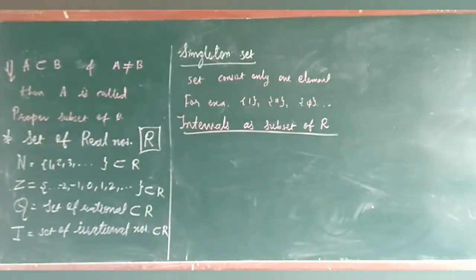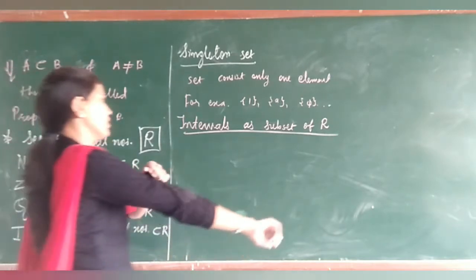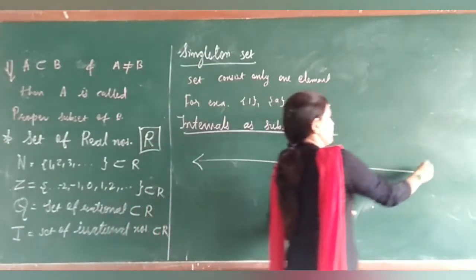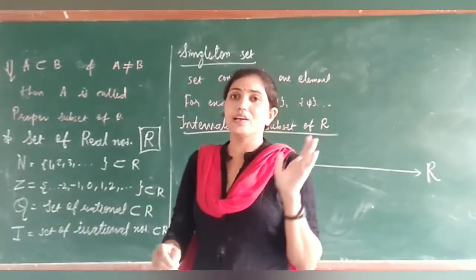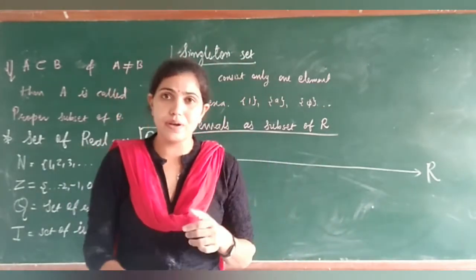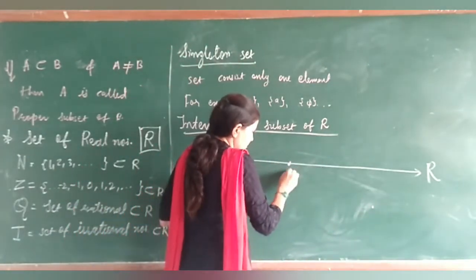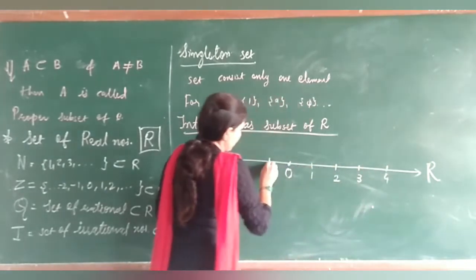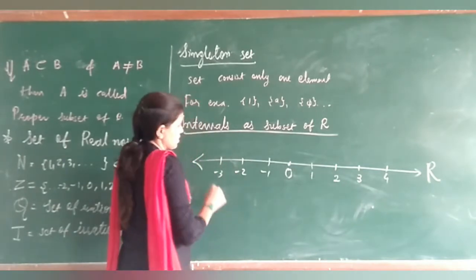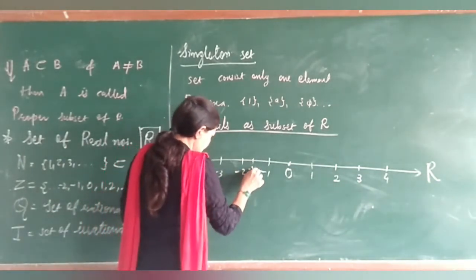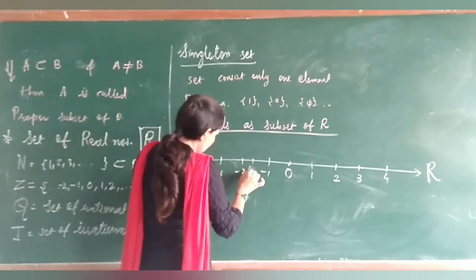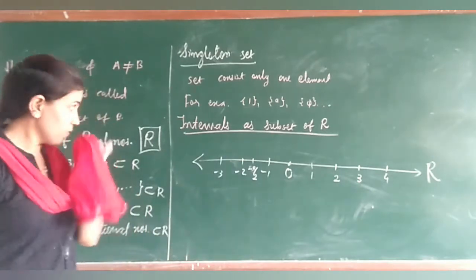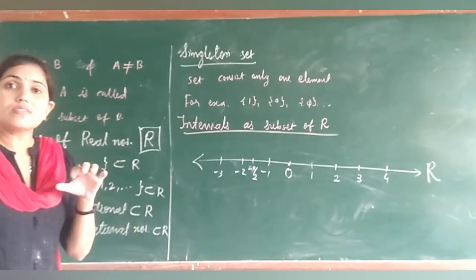So we know that in the real numbers there are so many numbers. I am drawing a number line. Real numbers are represented on the number line, and we know that there are infinitely many numbers. If I start from 0, here 1, here 2, here 3, here 4, here -1, -2, -3, and so on. Here I am writing -3 by 2, -0.5. So here a few points are marked. Now an interval is a subset of R.